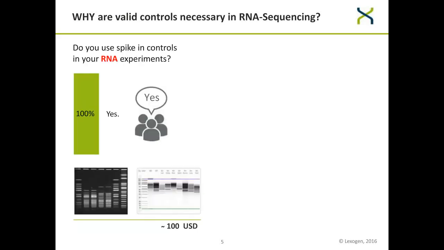So why are valid controls necessary in RNA sequencing? If you look at a standard RNA experiment, like the separation of RNAs on an agarose gel or using a microfluidics device, you would say, yes, I need spiking controls. And this would then take the form of a marker or a ladder, so that you can size your RNA product, your RNA band, and you can also quantify it.